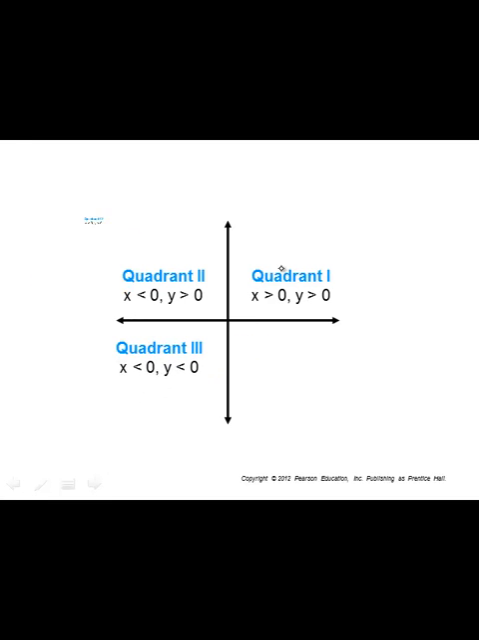Just as also a quick review is that the XY plane is divided into 4 quadrants, starting off with the first quadrant when X and Y are both positive, and then moving counterclockwise to the second quadrant where X is negative, Y is positive, and then down to the third quadrant where both X and Y are negative, and then over to the fourth quadrant where X is positive and Y is negative.